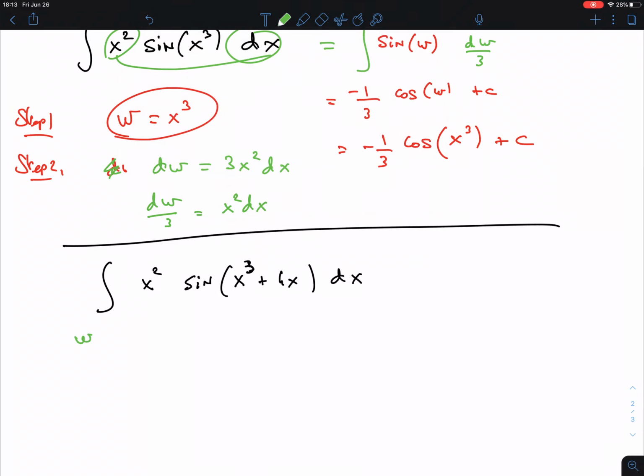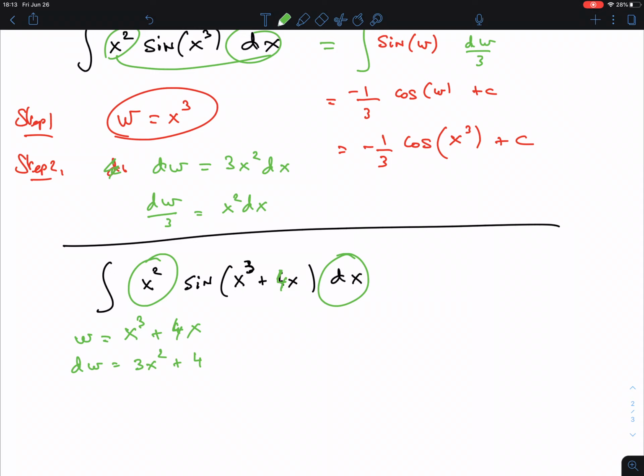I'm going to do w is the inside function x cubed plus 4x. That's a 4, sorry about the sloppy writing. This is a 4 here, okay? dw is 3x squared plus 4. The 3x squared, I have an x squared dx, and the plus 4. Well, what about the plus 4? You say, oh, that's just a constant. It's a plus. It's not a factor, it's a term.